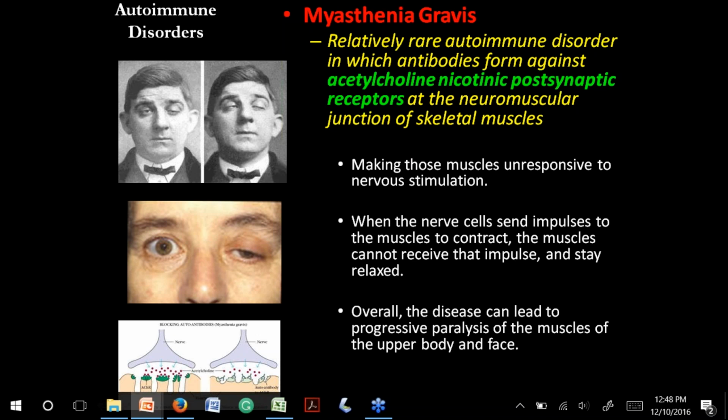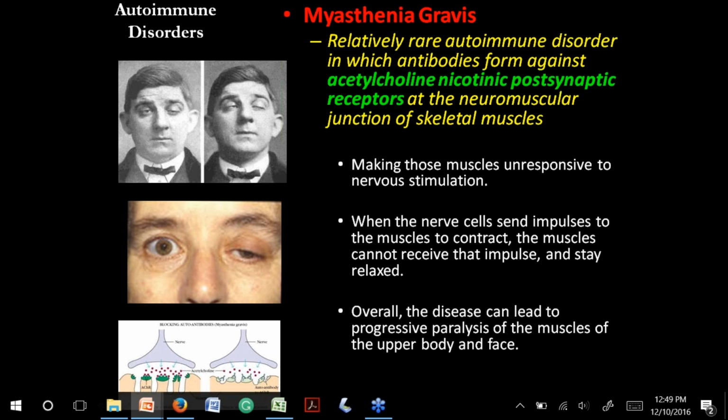Because that involves having a concept of what acetylcholine is and what the receptors for acetylcholine are. The acetylcholine receptors are called the cholinergic receptors. So that is what this autoimmune disease, myasthenia gravis, is going to affect: the cholinergic receptors. What are cholinergic receptors?